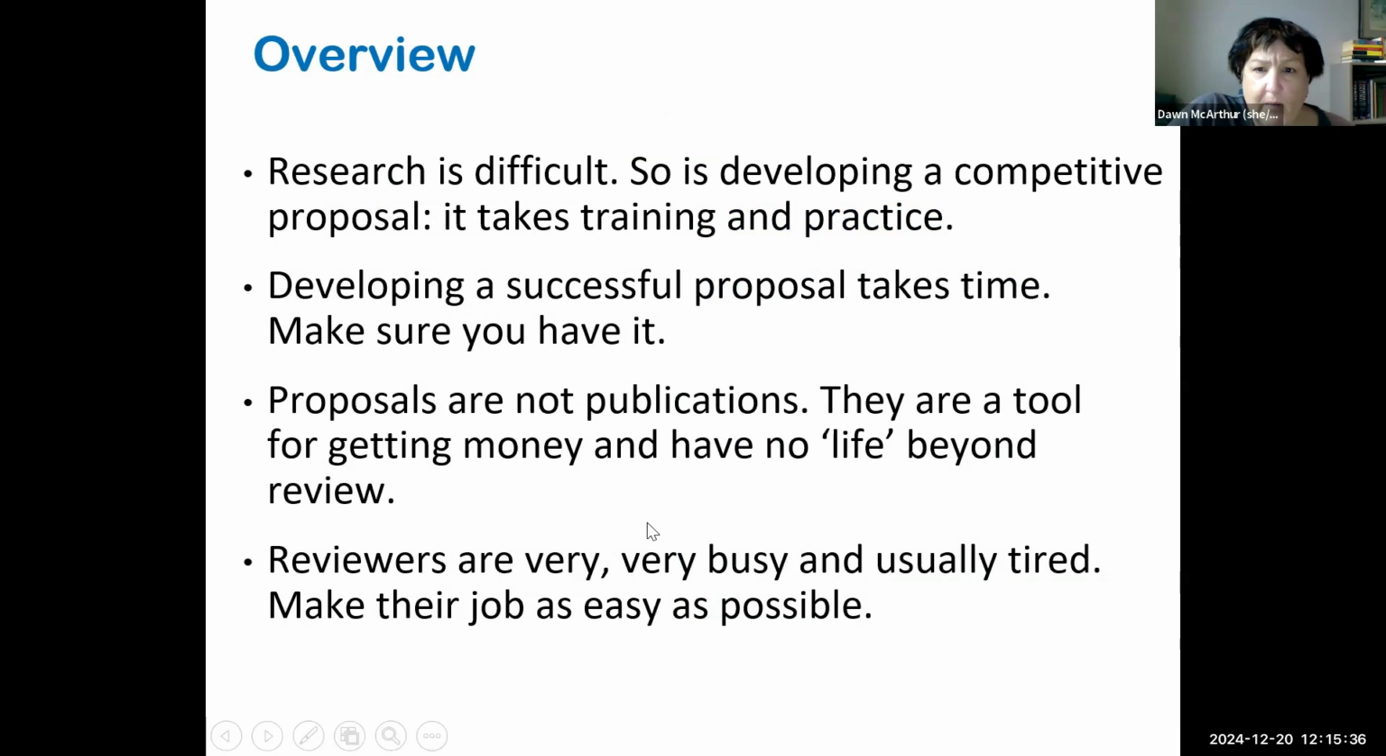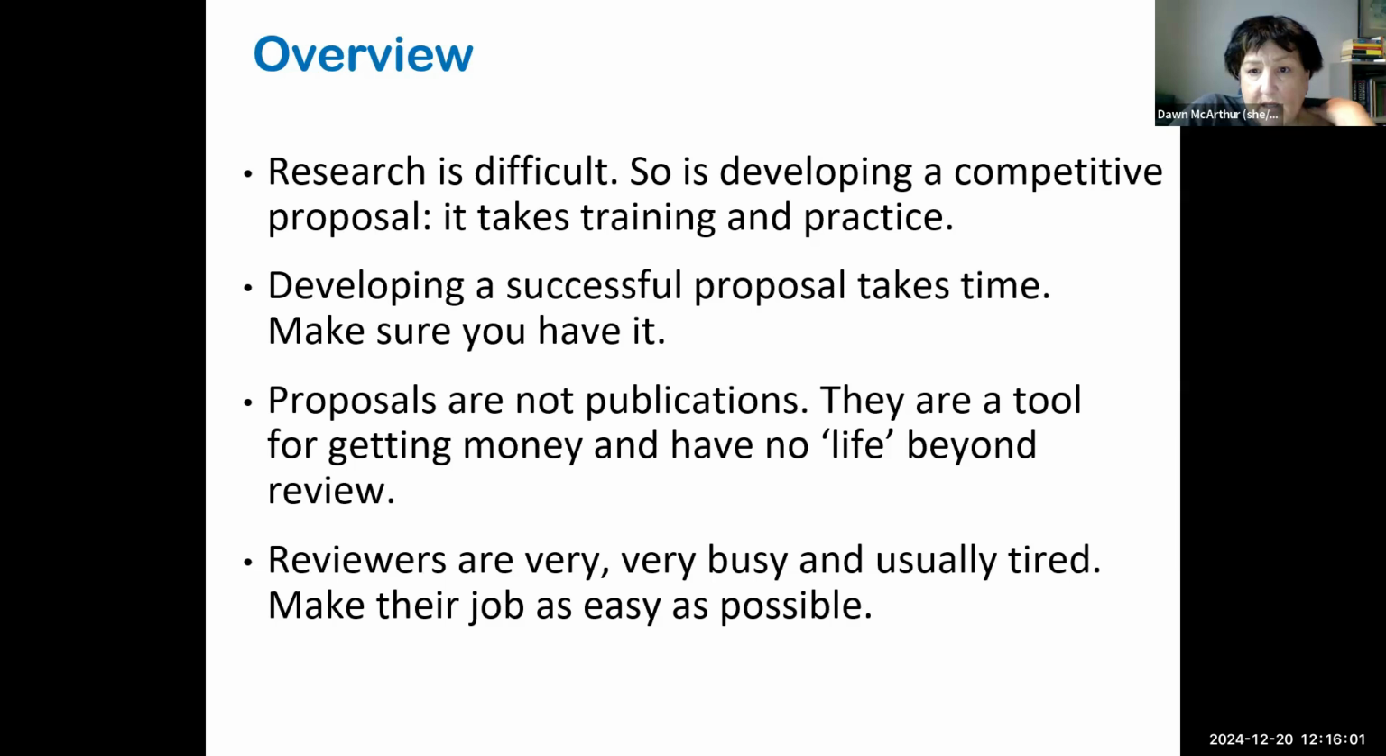We also need to remember a few things. Research is difficult. It takes training and practice, and so is developing a competitive proposal. We work very hard, and depending on how big the competition is, the more training and practice you need, and the more you're sort of aiming for a target you don't even really know.